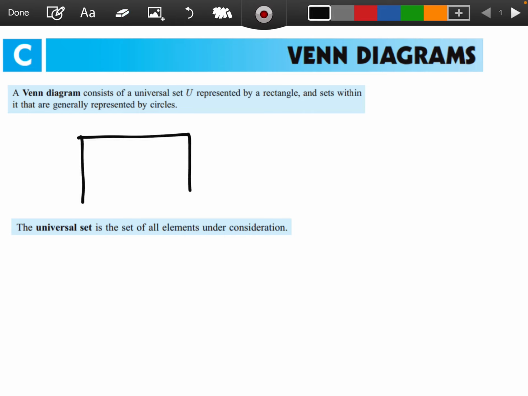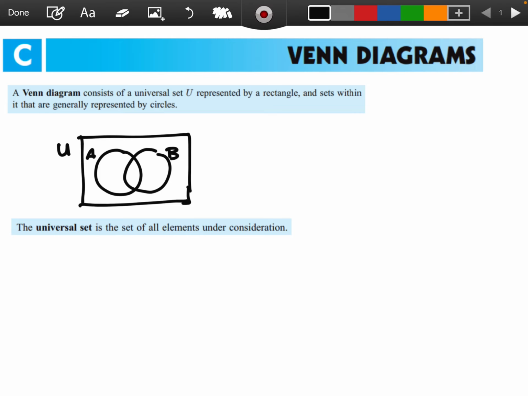But then what a Venn diagram does, and this is the most stereotypical version of a Venn diagram, is it takes this universal set, U, and places every element from that set somewhere inside the rectangle. Oftentimes we will see two sets within the universal set, and we'll just randomly label them A and B, but again, that depends on the question you're looking at. So: universal set, all elements under consideration. Again, the universal set is dependent on the particular question that you're looking at.